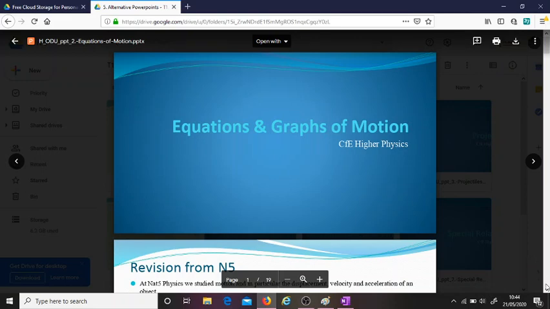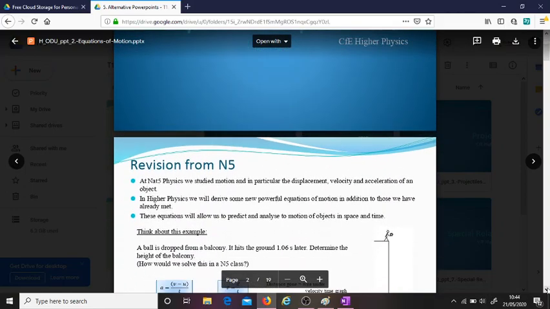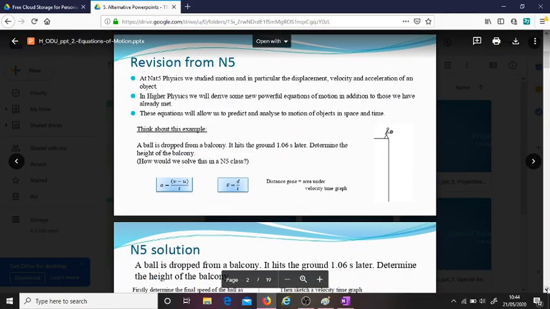So in terms of equations of motion, we've had a wee recap on speed and acceleration, and all it is is combining equations to work out values when we're talking about things that are moving. So in terms of revision, let's look at this example. It tells you that a ball is dropped from a balcony. It hits the ground 1.06 seconds later. It wants you to determine the height of the balcony.